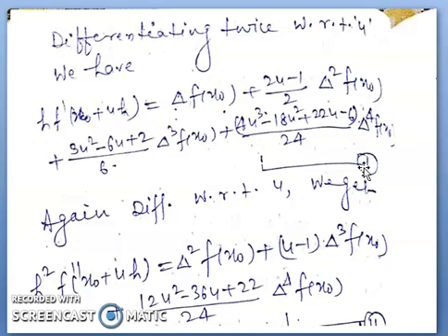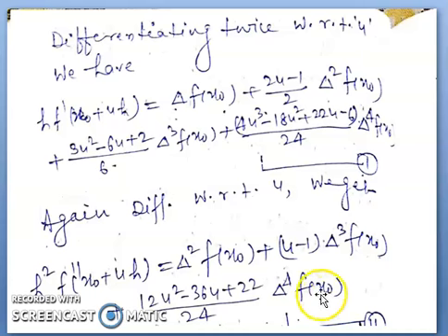Here we differentiated the first time with respect to u. Again we differentiate this equation with respect to u. So the left hand side becomes h square f double dash (x0 plus uh), and the right hand side becomes del square f(x0) plus (u minus 1) del cube f(x0) plus (12u square minus 36u plus 22) divided by 24 del to the power 4 of f(x0). This is equation number 2.